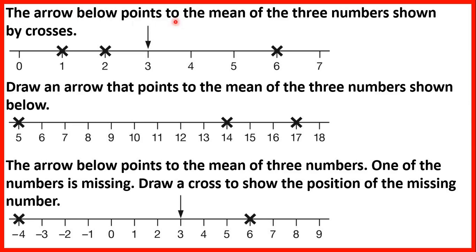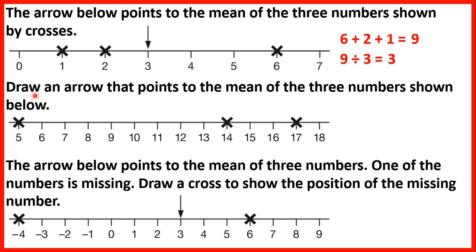The arrow below points to the mean of the 3 numbers shown by crosses. So remember, the mean is the average, and the mean is calculated by adding up the total of what we have and then dividing by the number of things. So our total is 6 plus 2 plus 1, so that's 9, and because we have 3 crosses, we can divide the total by 3, and that tells us that the mean is 3.